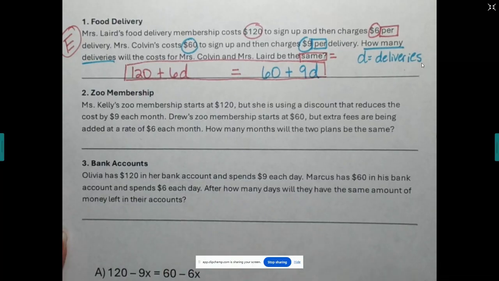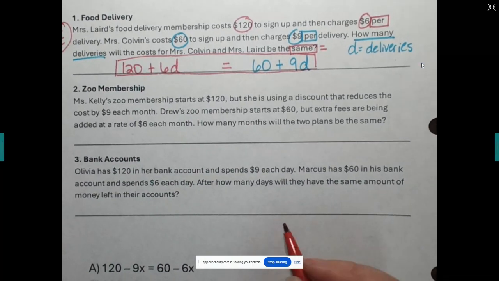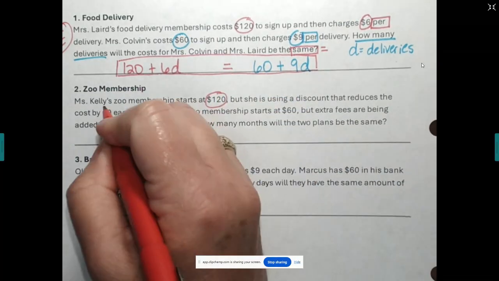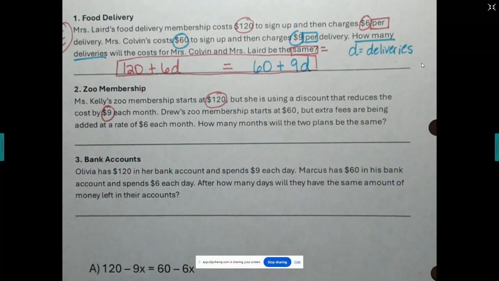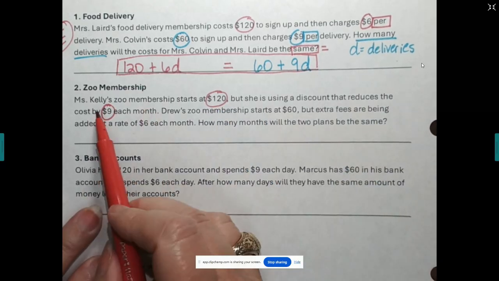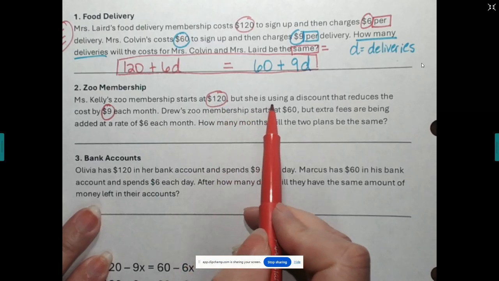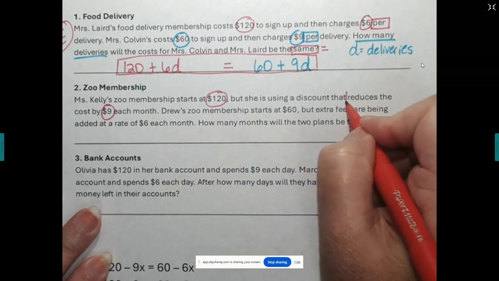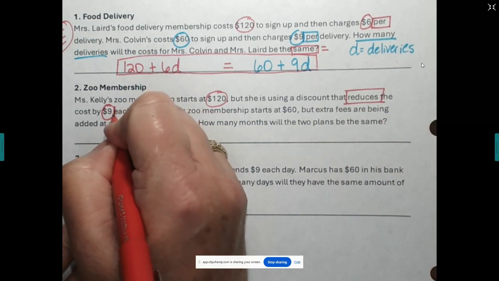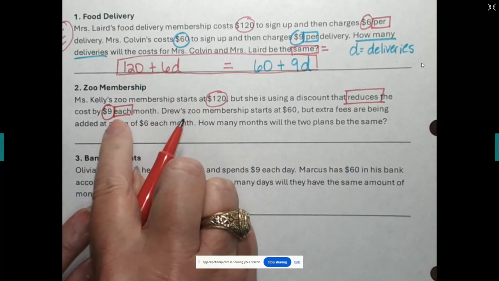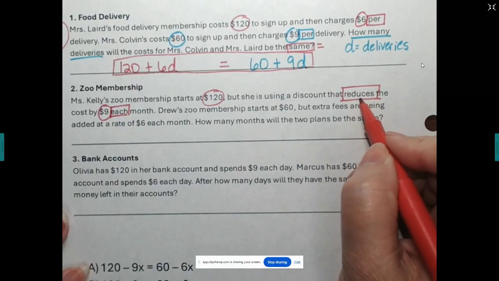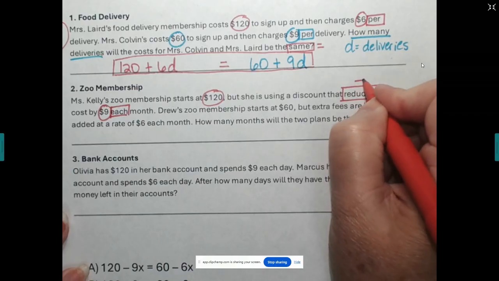All right, so let's look at zoo membership. We've got Miss Kelly's zoo membership starting at $120. Again, I like to circle the numbers. And it costs $9 each for her. I'm going to stay with the first sentence and look for some keywords. Starts at $120. She's using a discount that reduces, I'm going to box that in, the cost by $9 each. That each tells me to attach that 9 to the variable, so that is a keyword. Reduce is a keyword because it tells me that the cost is going down. This is a subtraction word.